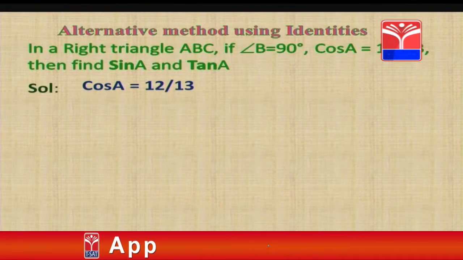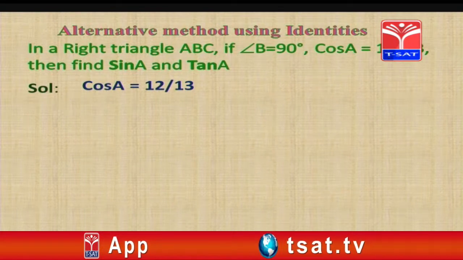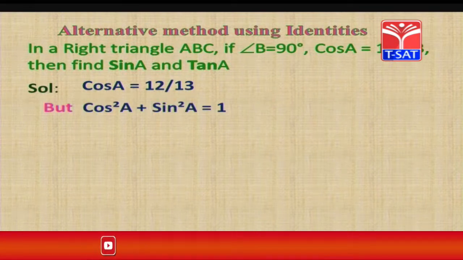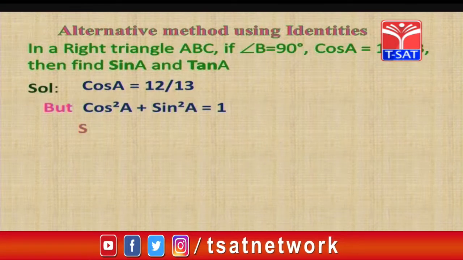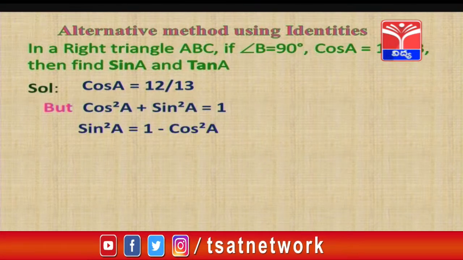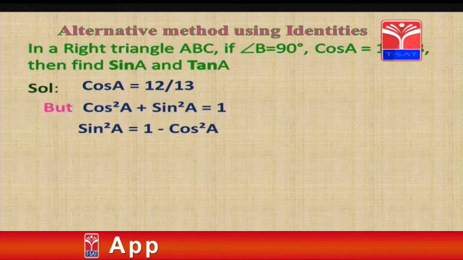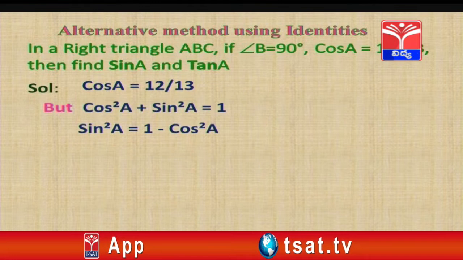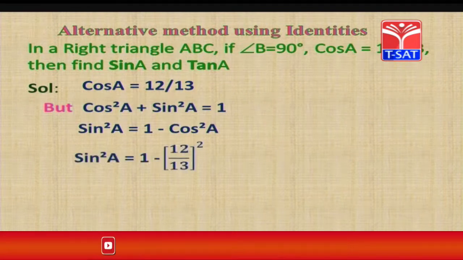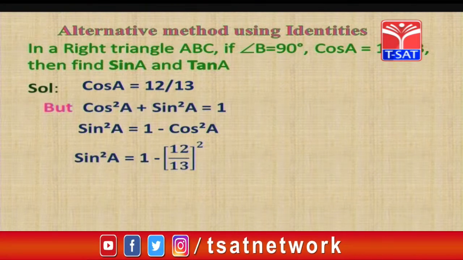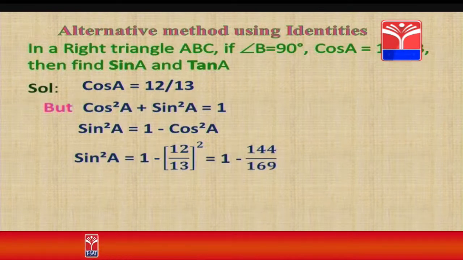So, already we know that cos A is equal to how much here? 12 by 13. Now, we have a formula, cos square A plus sin square A is equal to 1. This is a trigonometric identity. With this, I can say now sin square A is equal to 1 minus cos square A, but we know cos A is equal to 12 by 13. That means, I will write sin square A is equal to 1 minus (12 by 13) whole square. This is going to become 1 minus 144 by 169.